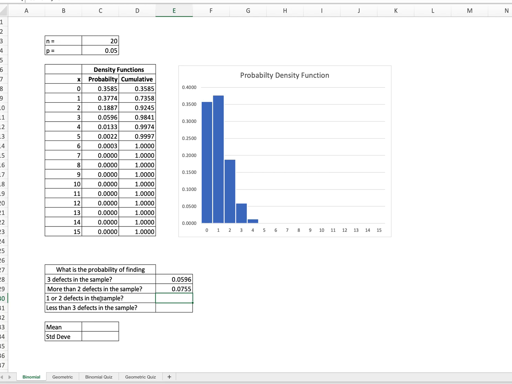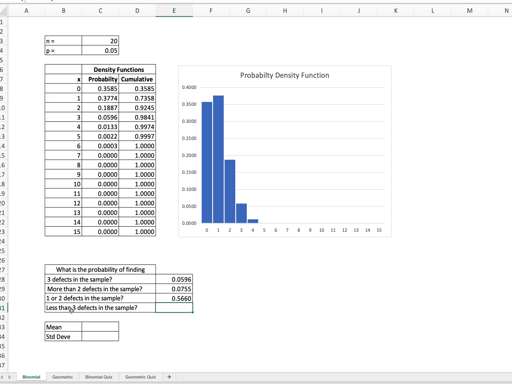What's the probability of getting 1 or 2 defects in the sample? Well, there's a probability of getting exactly 1, and a probability of getting exactly 2. So if I add those together, that's the probability of getting 1 or 2. So that's equal to exactly 1 plus exactly 2, or 0.5660, 56.6%.